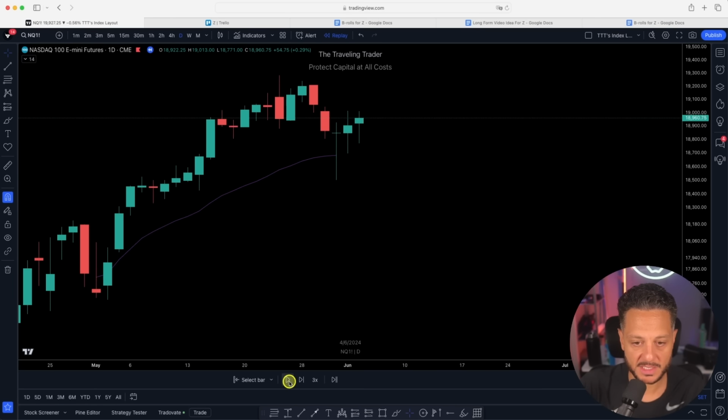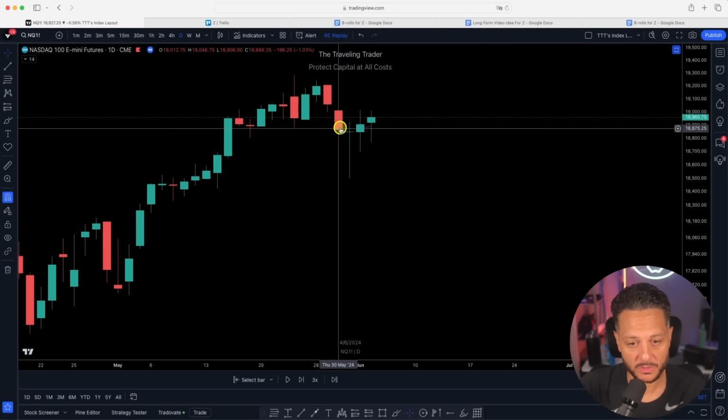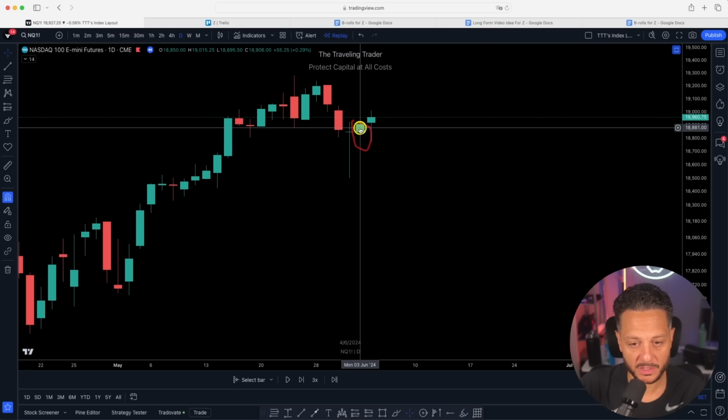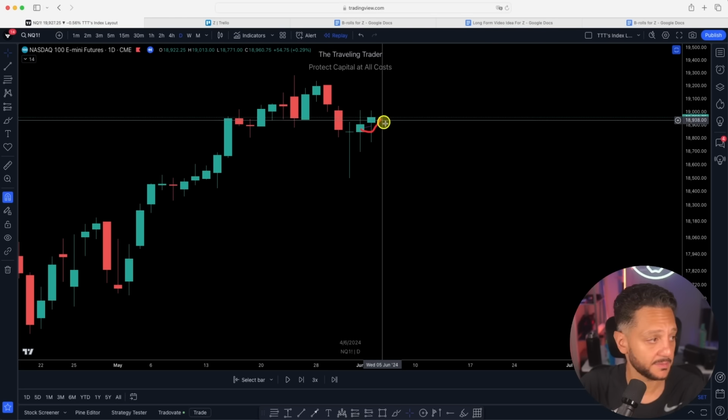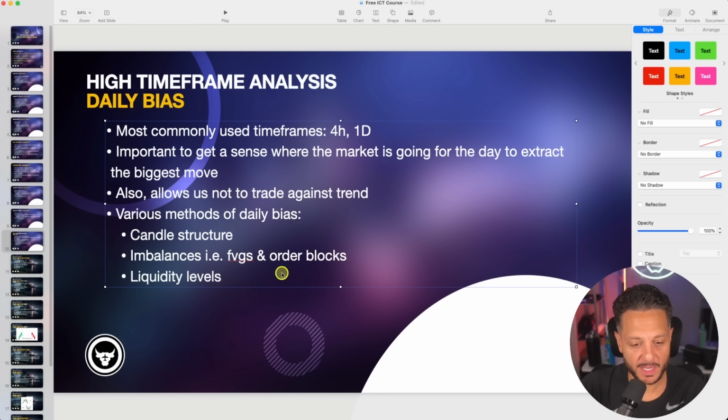However, as you can see in the next day, we end up getting a couple of bullish days, right? So if you were not bullish here, you certainly would be bullish here leading into the next day. The second thing that I look out for is imbalances, i.e. fair value gaps and order blocks.